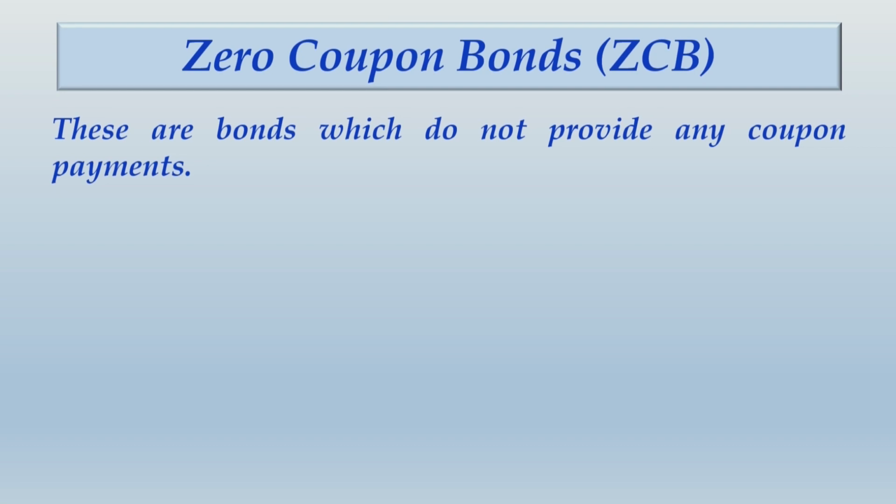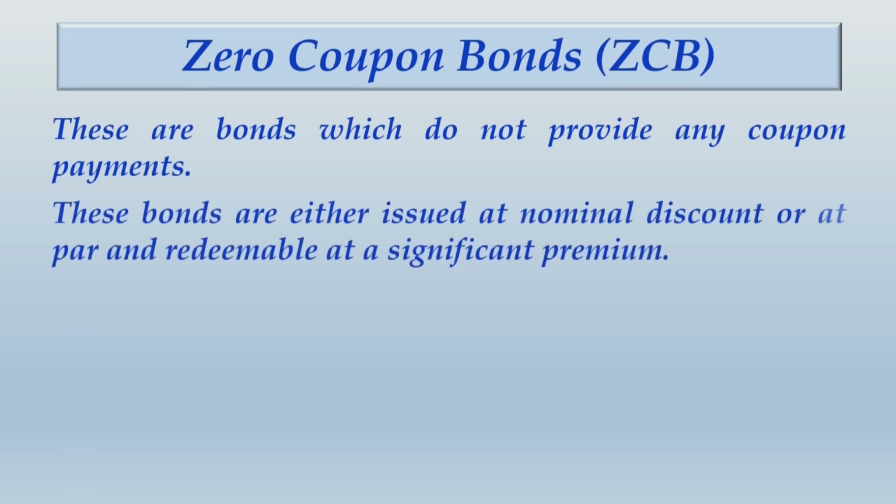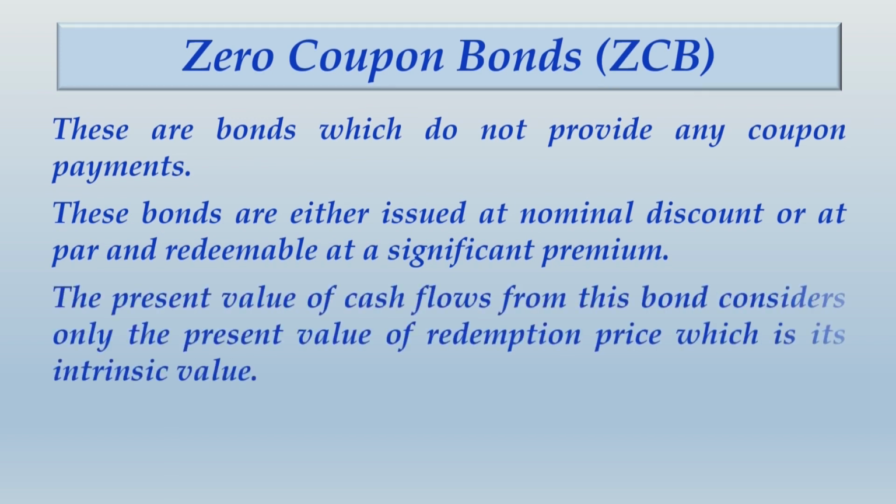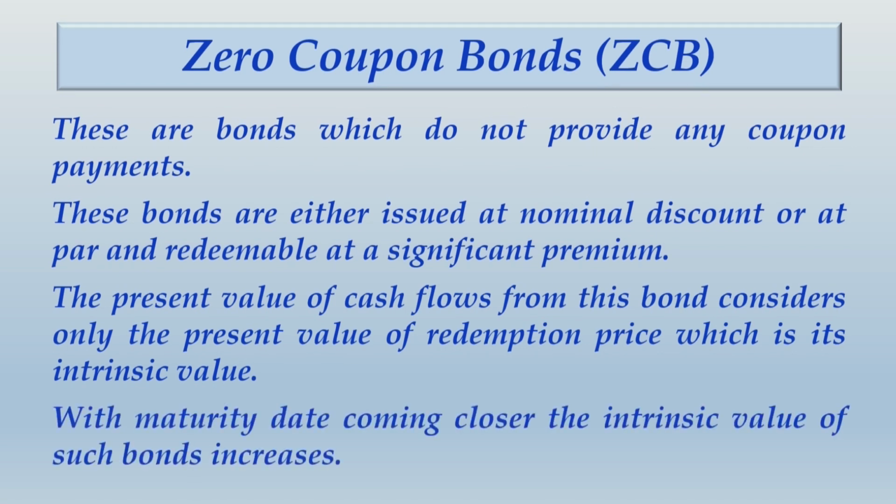These are bonds which do not provide any coupon payments. These bonds are either issued at nominal discount or at par and redeemable at significant premium. The present value of cash flows from this bond considers only the present value of redemption price, which is its intrinsic value. With maturity date coming closer, the intrinsic value of such bond increases. So friends, write down these notes quickly and then we shall move ahead.